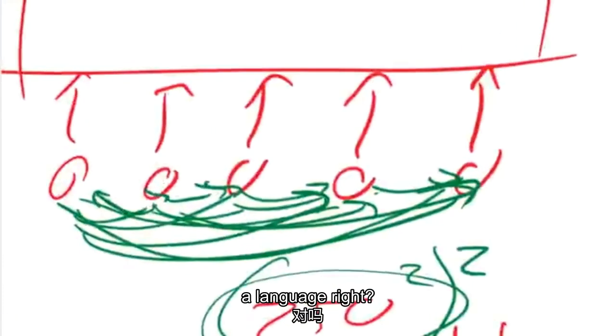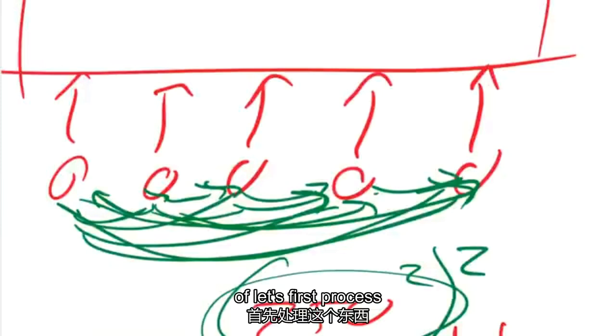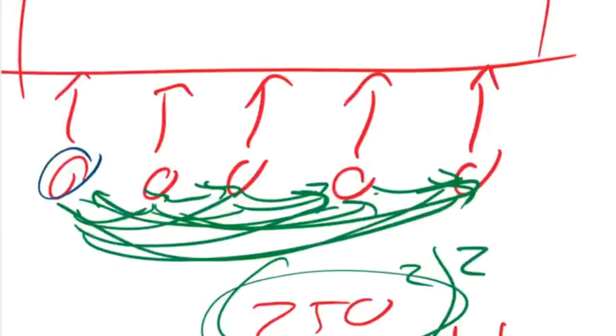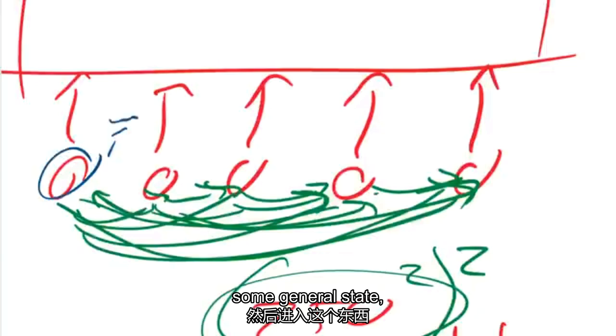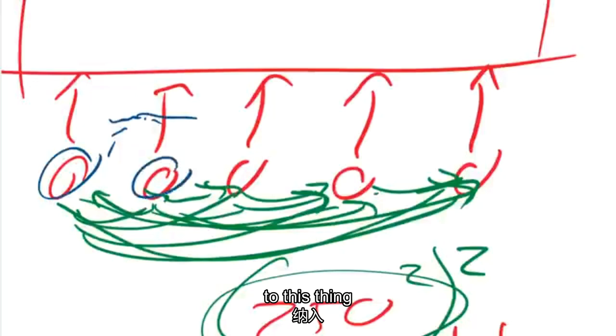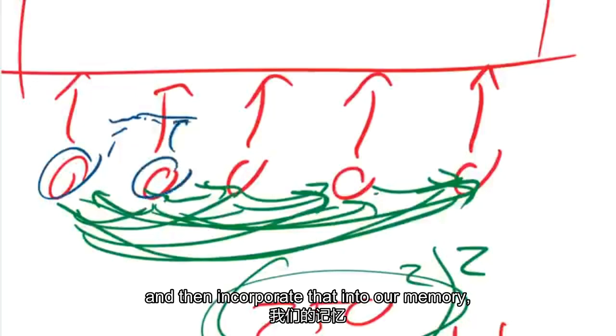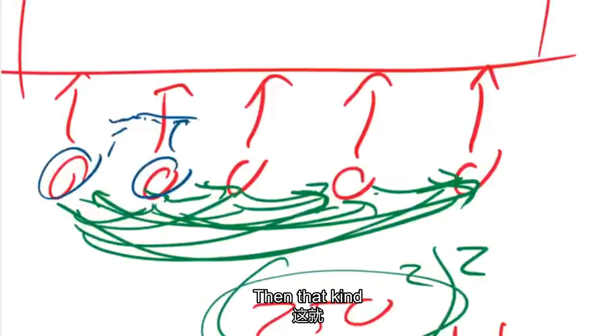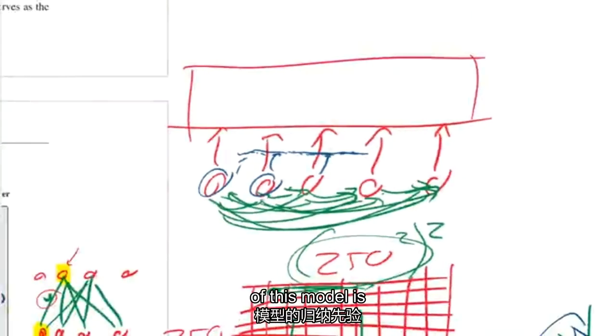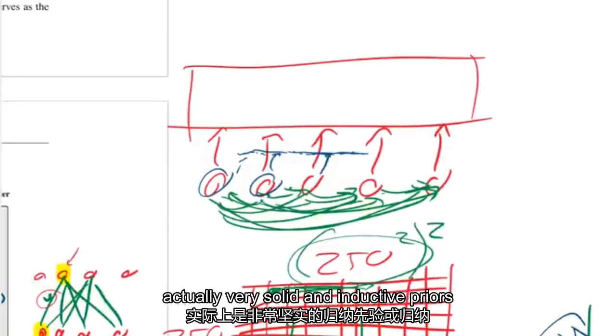If you have a language, right, having an LSTM, having the inductive bias of let's first process this thing, then remember some general state, then go to this thing, and then incorporate that into our memory, what we already know, right? Then that kind of updates our latent belief, and then we go to this thing, and again we incorporate that. That's how we read, and that's how we do it. And so the inductive prior of this model is actually very, very solid.